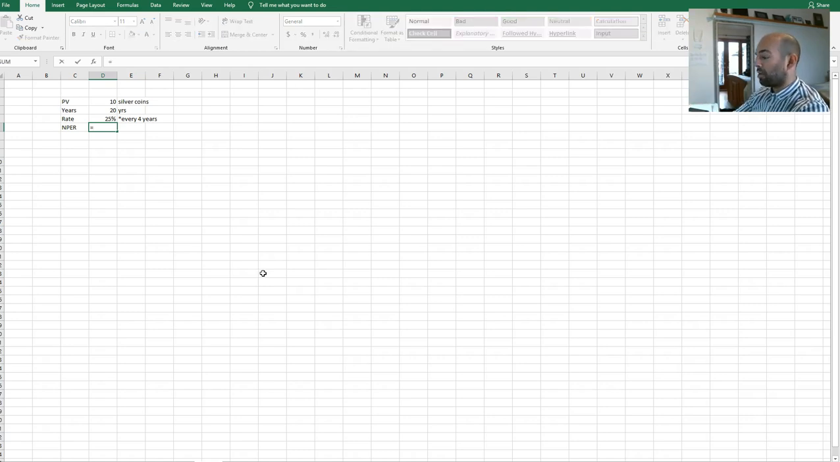Since it's over 20 years and it's going to compound every 4 years, we're going to do 20 divided by 4. So that gives us 5 periods. So over the 20-year term, this thing compounded 5 times at the rate of 25%.